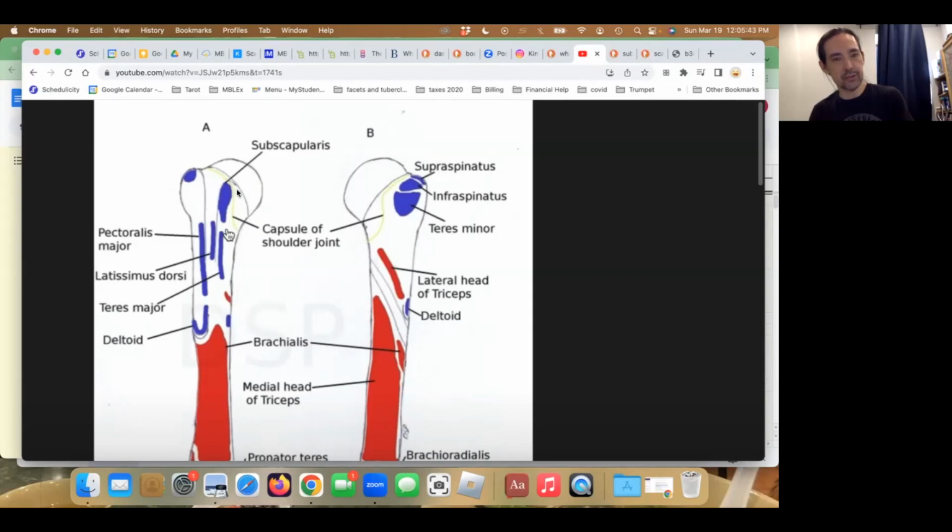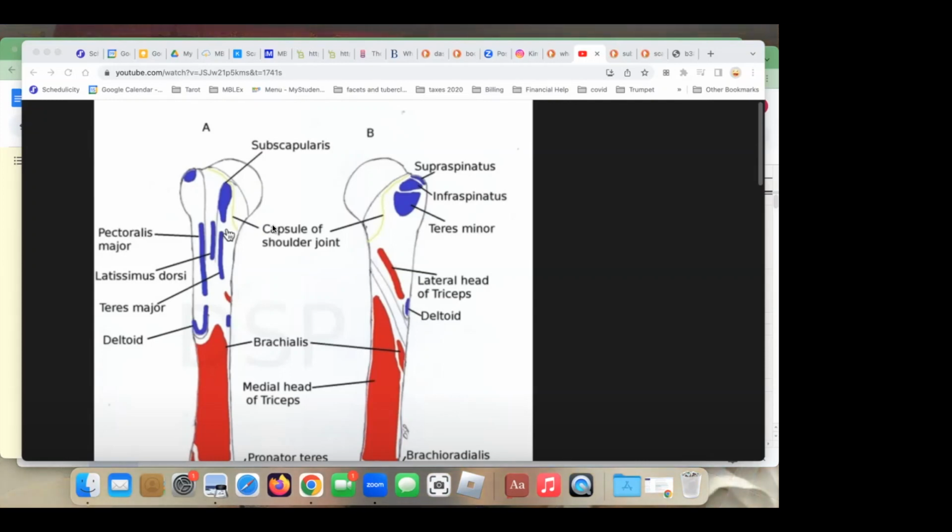And here's the lesser tubercle, here's the greater tubercle. Does everyone know where we are now? Does anyone not know where we are? Please speak up if you're not oriented, because I will show you. Okay, you good? Yes. Okay, excellent.